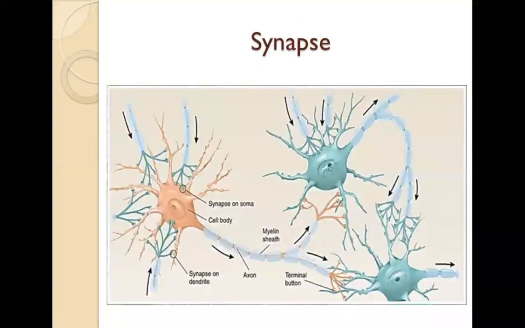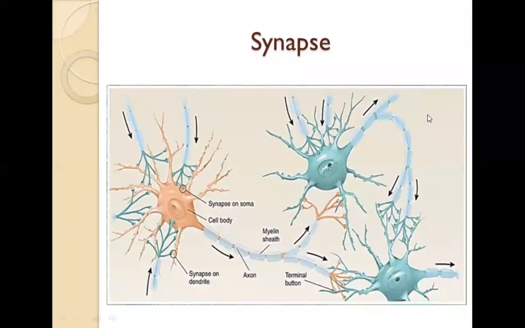Now this terminal button of the axon will be in contact with processes of other neurons within the central nervous system. This communication between the terminal button and processes of other neurons within the central nervous system is called a synapse. Synapse is another important area for you to learn. In physiology, you will be learning about the structure of the synapse, the diagram, the parts of the synapse and also the classification of synapse.